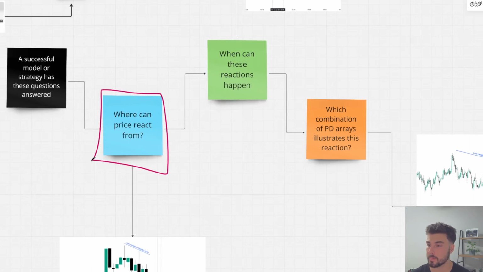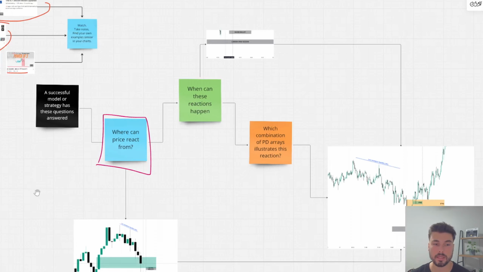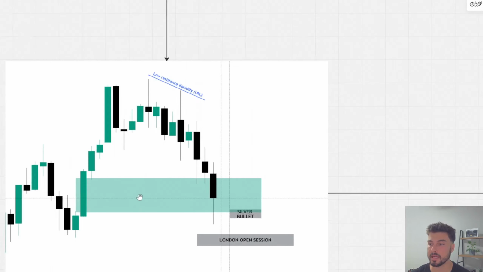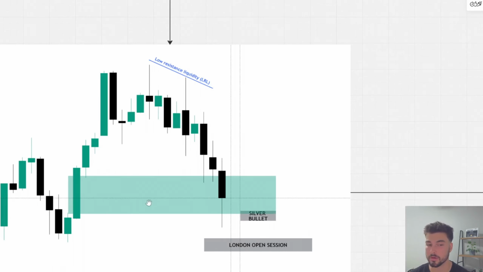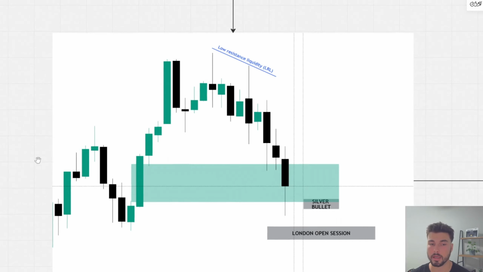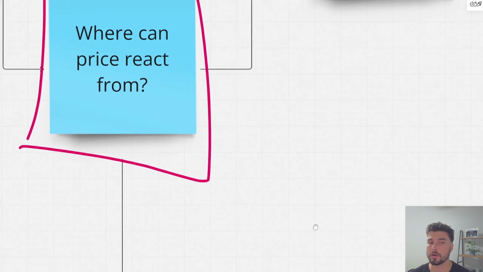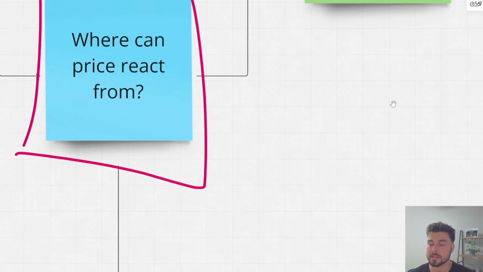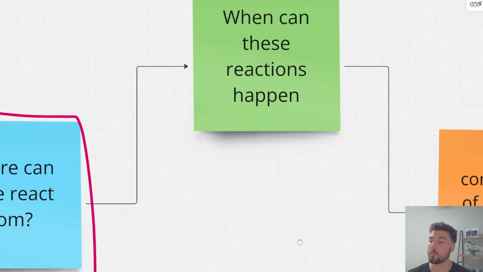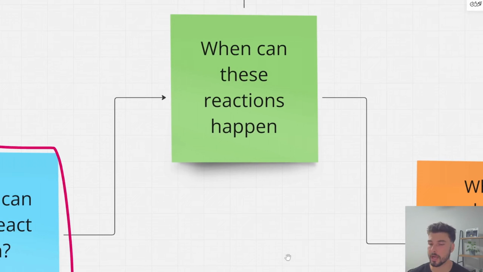react from? An example I've got down here is from a 15-minute fair value gap, right? This is the example I showed you just before. We've got a 15-minute bullish gap right here. Price can react from that point. The key word, guys, is can. You don't need to know 100%. You just need to know where it can. Where does it often react from? And in my case, I see this react from 15-minute fair value gaps.